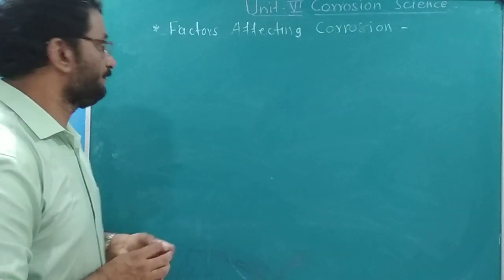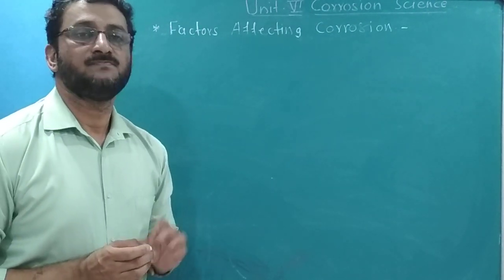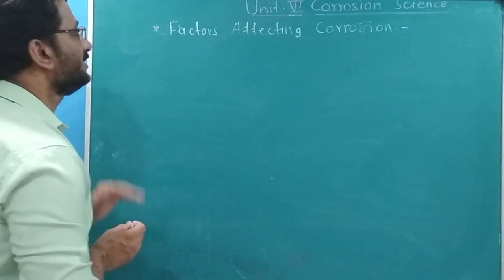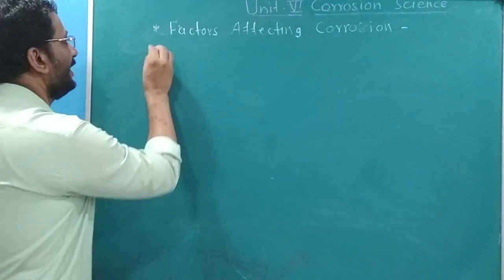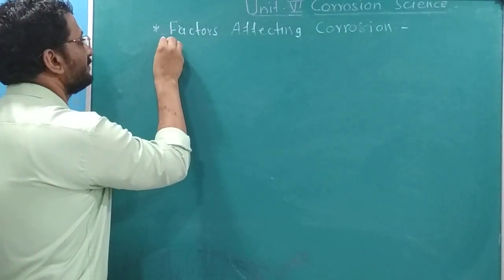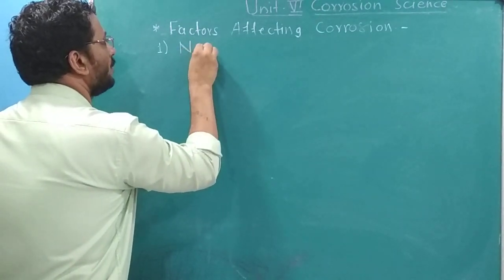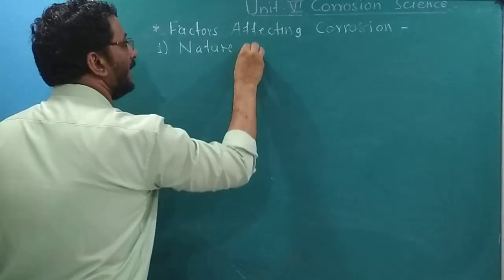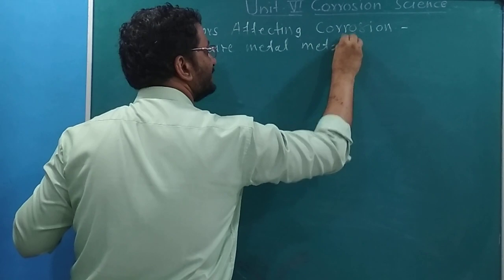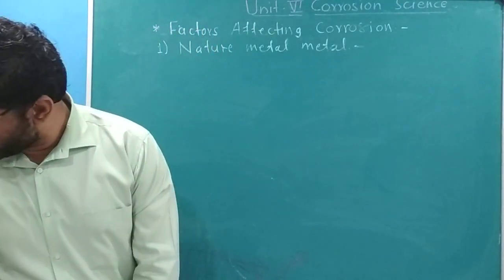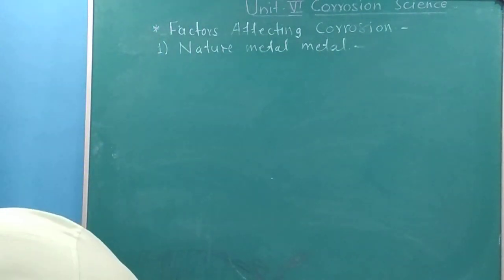Factors affecting corrosion. These are the factors which either increase or decrease the rate of the corrosion reaction. This can be grouped under 2 main headings. First type is based on nature of metal. Under this heading, we will explain certain factors. So first point, nature of metal, and how it will affect the process of corrosion.